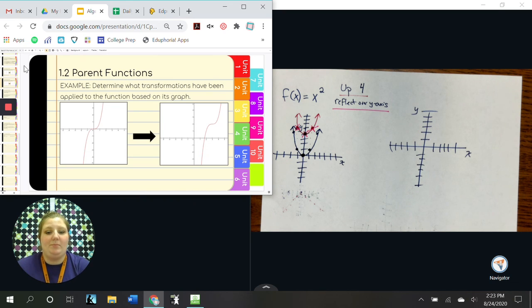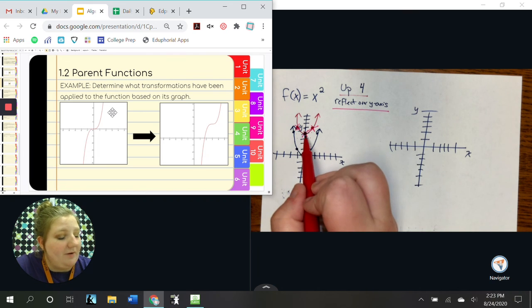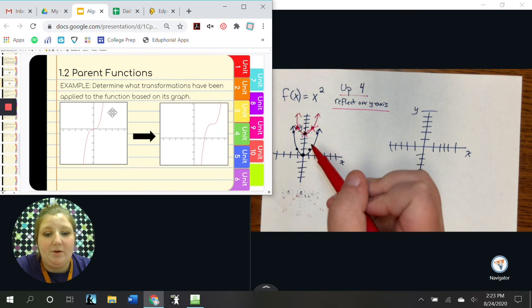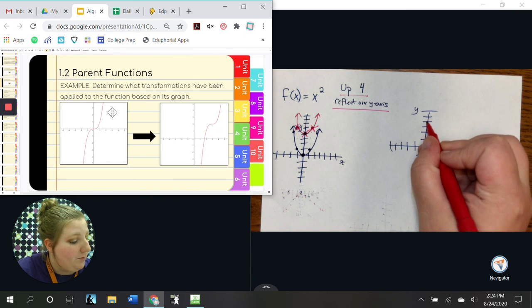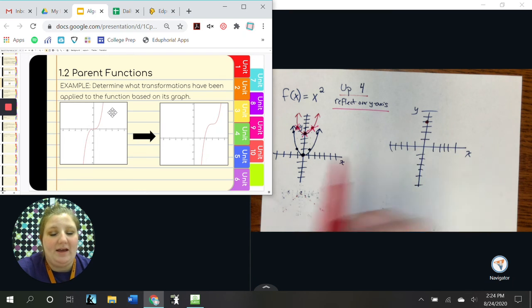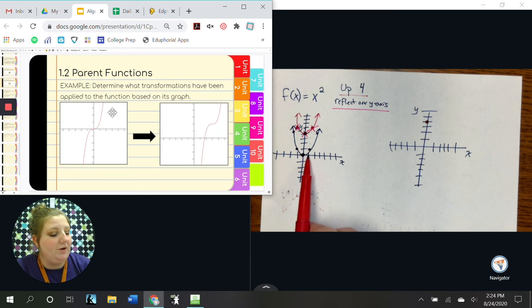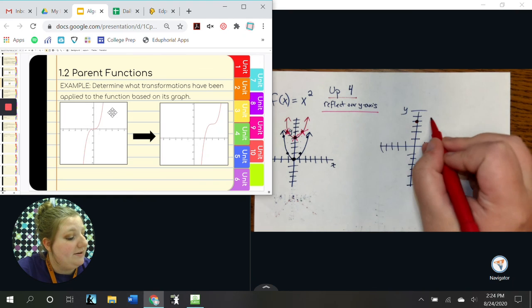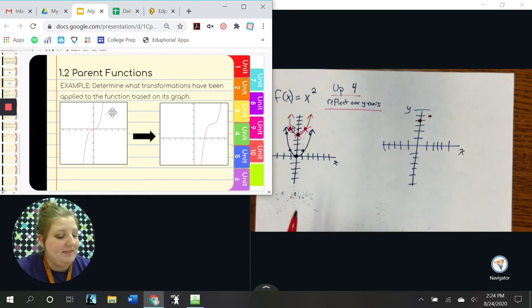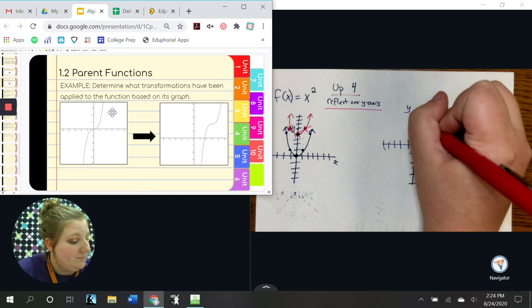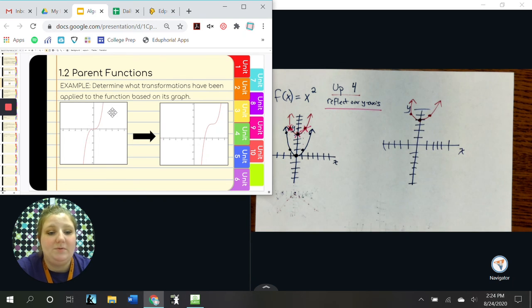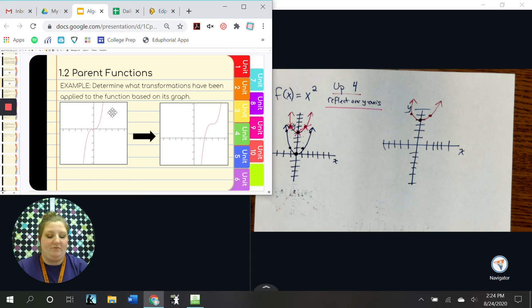All right, we ended up with our lowest point being right here. Our lowest point was 1, 2, 3, 4 up from the origin. And then we had a point here that was 1 over and 5 up, so (1, 5). And then we had a point at (-1, 5). And we know it's going to be that U-shaped curve. So over here would be the graph of our transformed function.